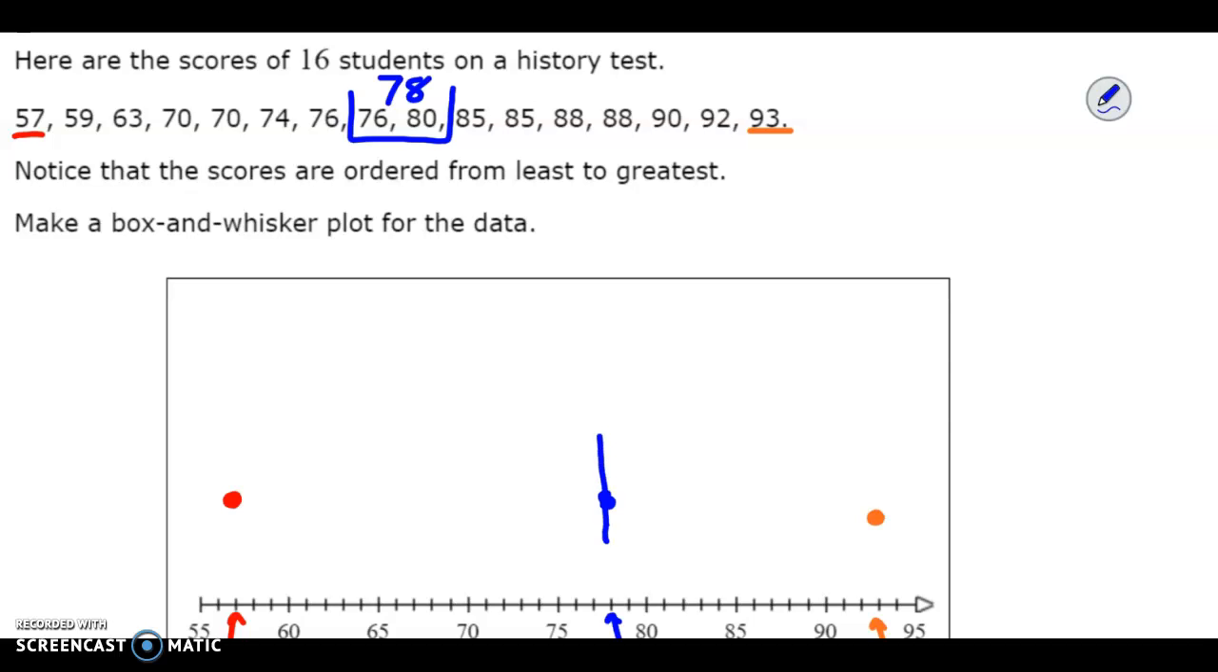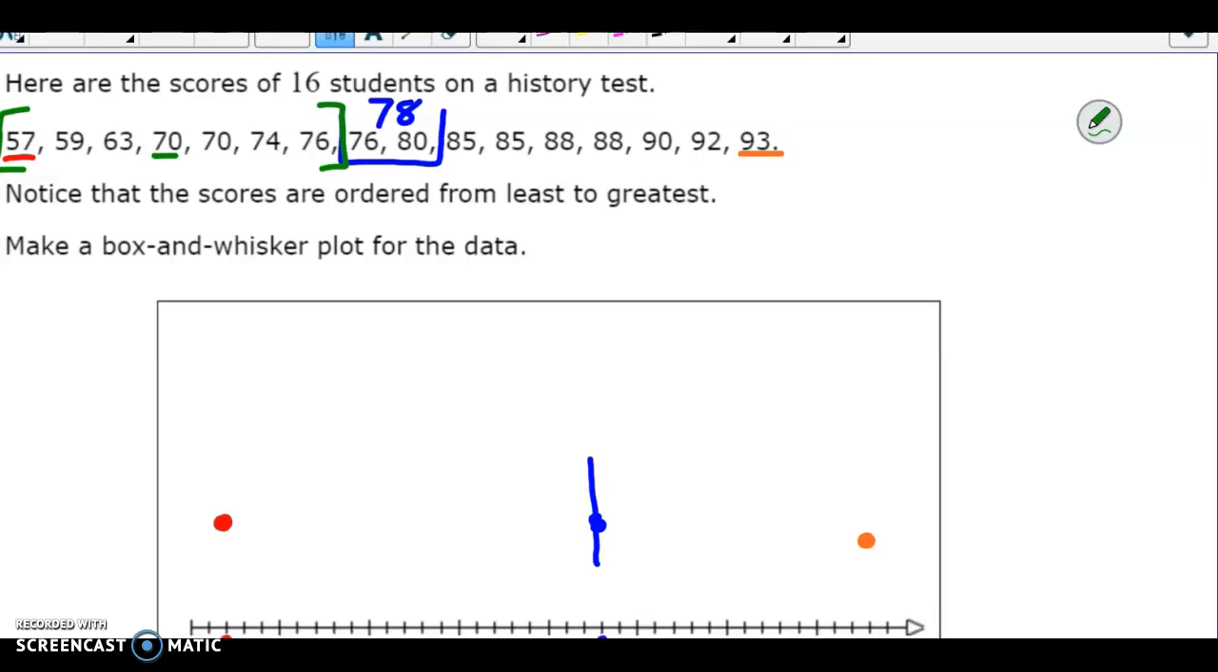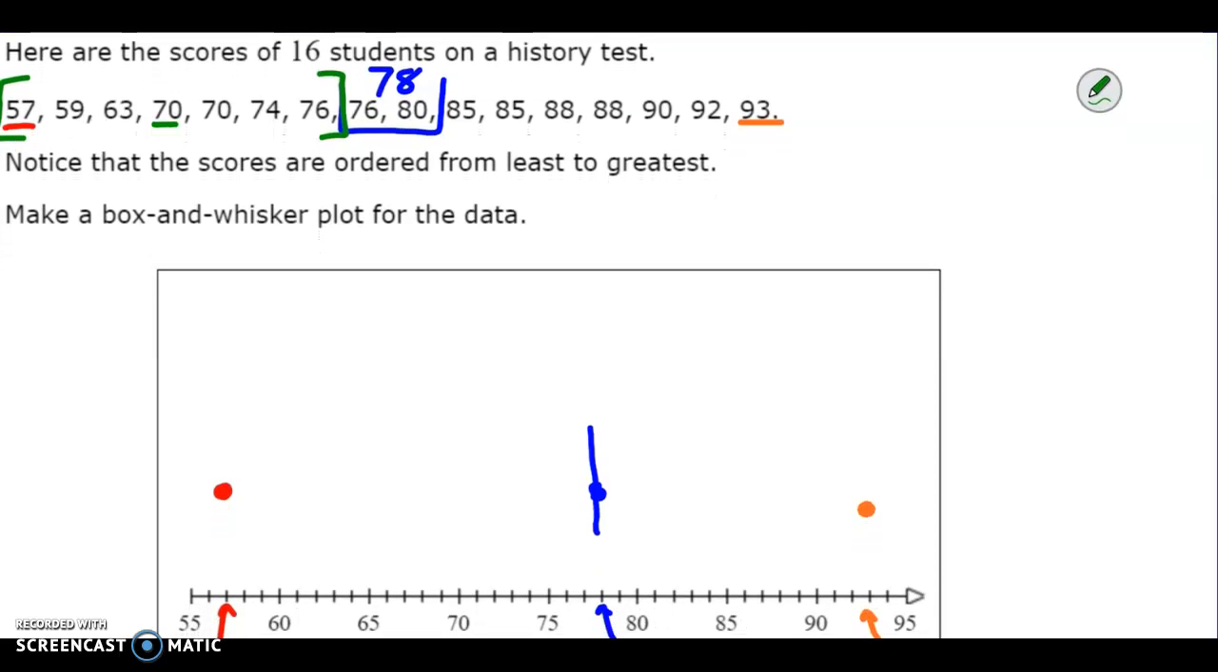Okay? And then the upper quartile and lower quartile. So you're going to take the median of these values, and that's going to be 70. And then the upper quartile is going to be 88.